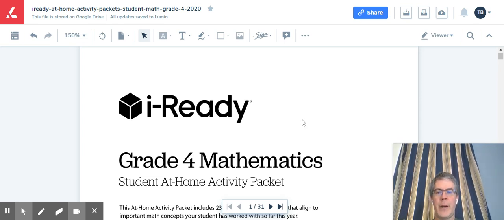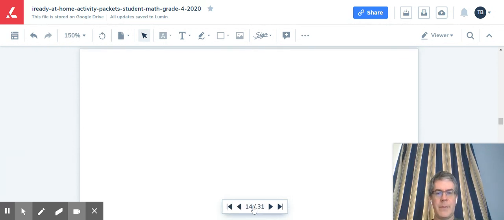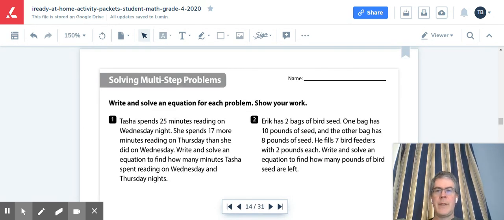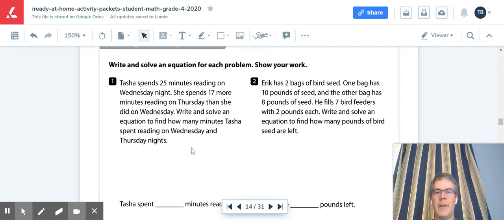We're going to be reviewing iRead Grade 4 Math Home Activity Packet, page 14. And page 14 is asking us to solve some multi-step story problems. Taking a look at these, the math that you need to do should be review. What's tricky here is paying attention to what each question is asking. Each question presents a little bit of a different problem.